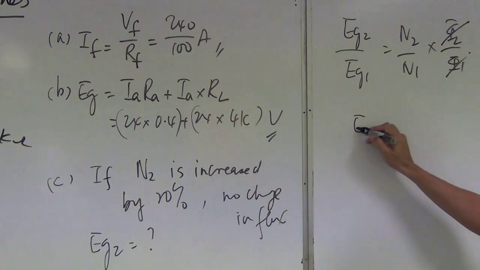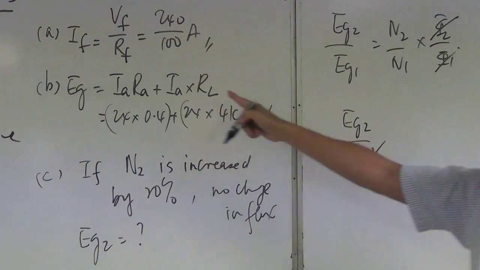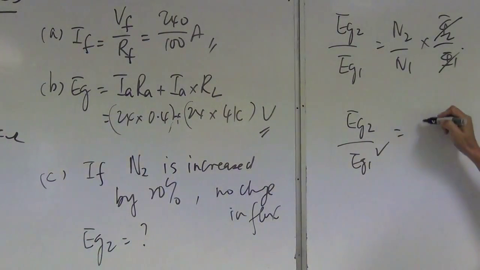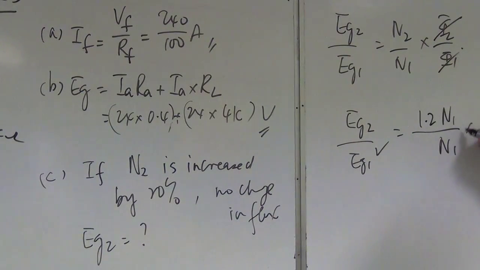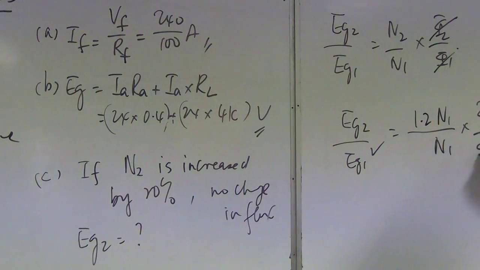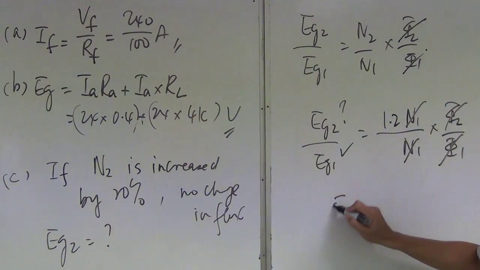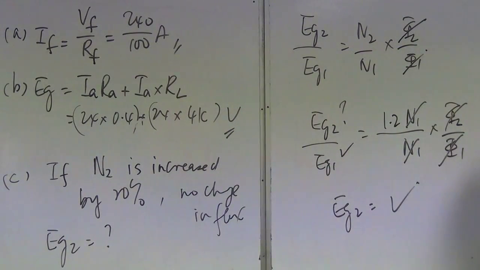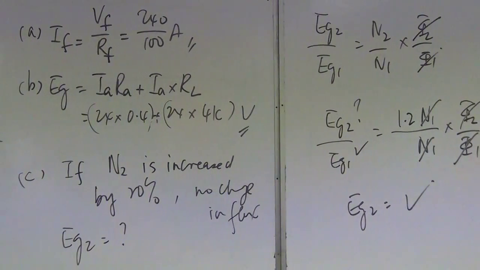So EG2 is the unknown. EG1, I know the value already, I calculated it just now. That is equal to N2, which is increased by 20%, so that's 1.2 N1 divided by N1. Cancel. EG2 can be found. Got it? Okay, so that is one example. So let's try another example.